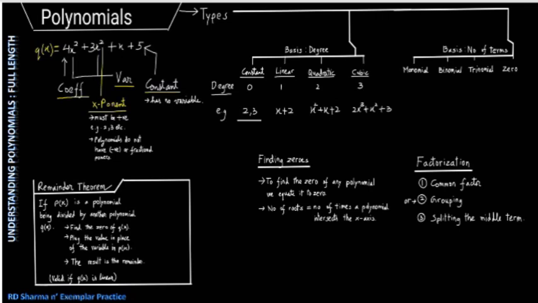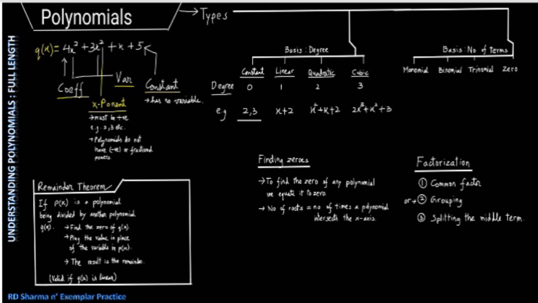Now, in case of polynomials, we have an expression which consists of a number of terms separated by plus or minus. As you can see, Q(x) equals 4x squared plus 3x squared plus x plus 5. In this polynomial, 4, 3, etc. are called the coefficients, whereas x is the variable, and the powers that the x is raised to are called exponents.